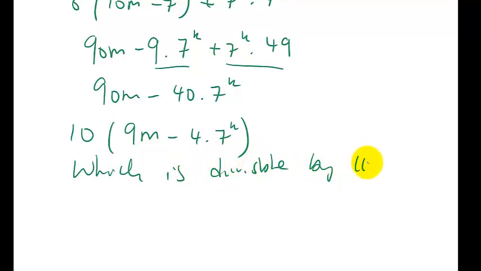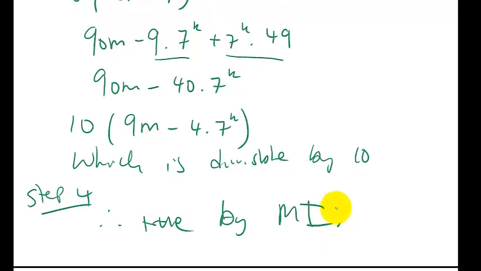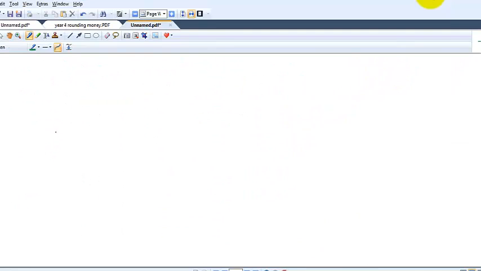If you did it for n equals k plus 1, it wouldn't have worked. So it only works for odd integers. Step 4, therefore, true by mathematical induction. Okay, now we're going to look at inequalities.